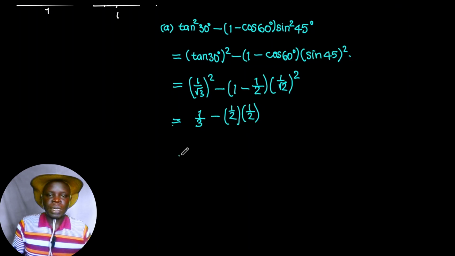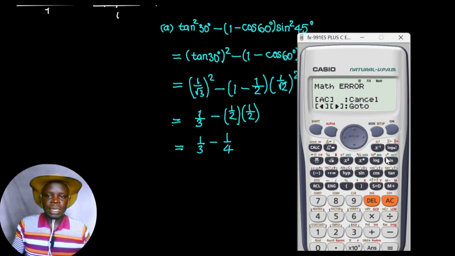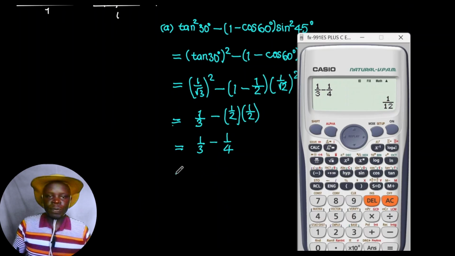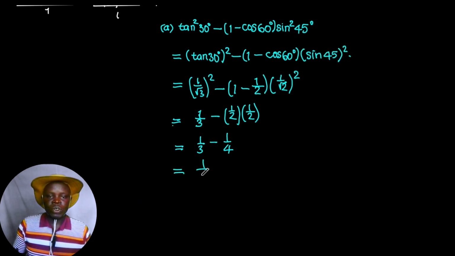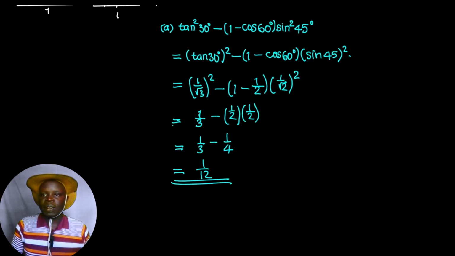So if I multiply this first, it has 1 over 3 minus 1 over 4. So we have 1 over 3 and subtract 1 over 4, and that will just be 1 over 12. So the answer is 1 over 12 for part A. Now let's look at the second one.